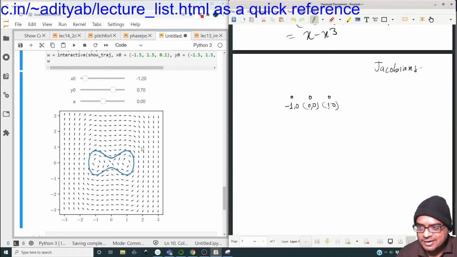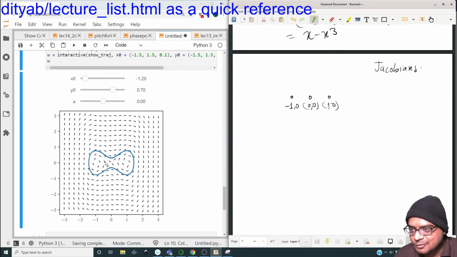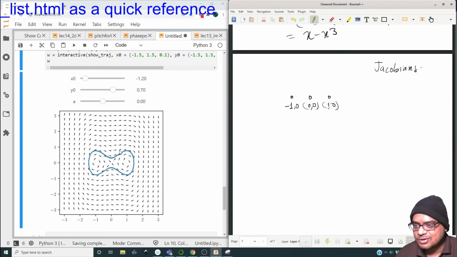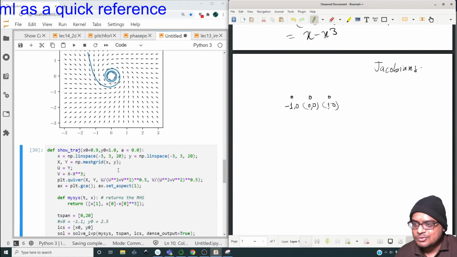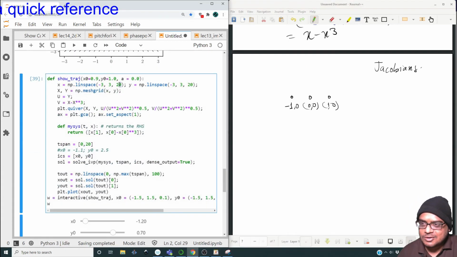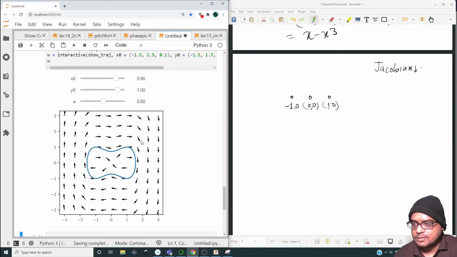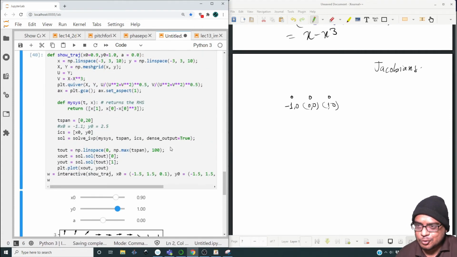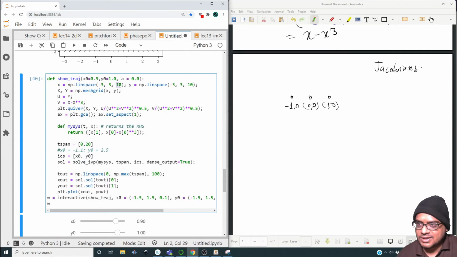But regardless of that, it appears if you look closely over here that this point is attracting, this point is repelling. In fact, let me reduce the number of arrows so that things become slightly clearer. Okay, yeah, well, this is perhaps too few arrows. Let me make it 15.